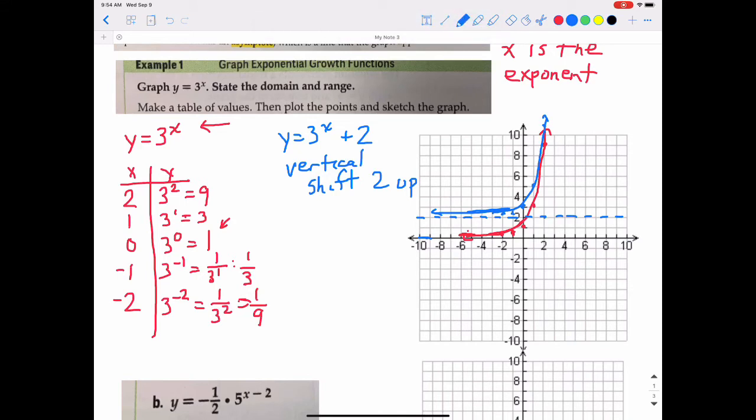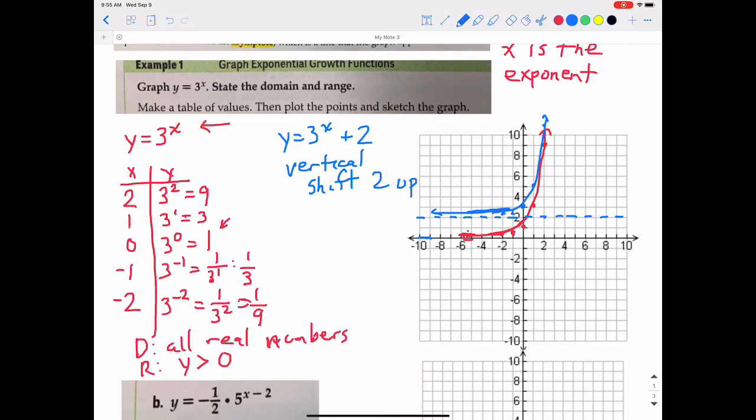Okay, let's talk about domains. So on the red graph, what's the domain? Well, the domain is really easy. The domain is all real numbers. The range is a little bit different. The range, remember, describes the y values, and on the red graph, the y values are always going to be greater than 0. It's not equal to 0 because if it was equal to 0, it would touch the x-axis, but it actually never touches the x-axis, so it has to be greater than 0.